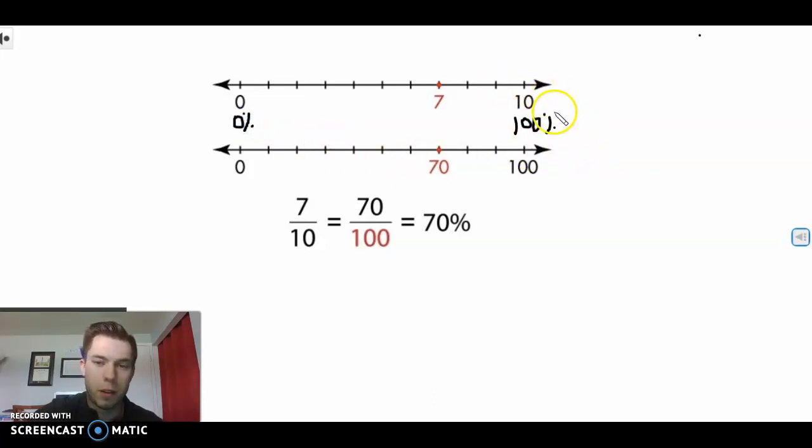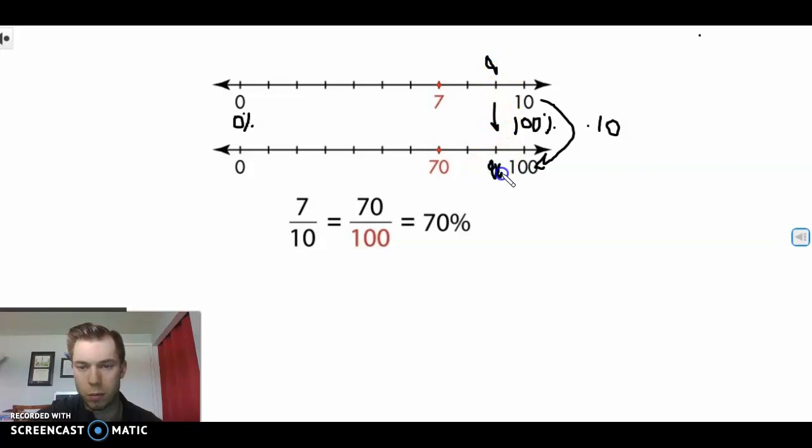So then we can compare the number lines. Well, to go from 10 to 100, we would have to multiply by 10. And that would be the case with each one of these intervals, or each one of these tick marks. So to go from, this would be 9, to go from 9 down to 90, we would have to multiply by 10. And with our target number here, the 7 and 70, that's also true going by 10.